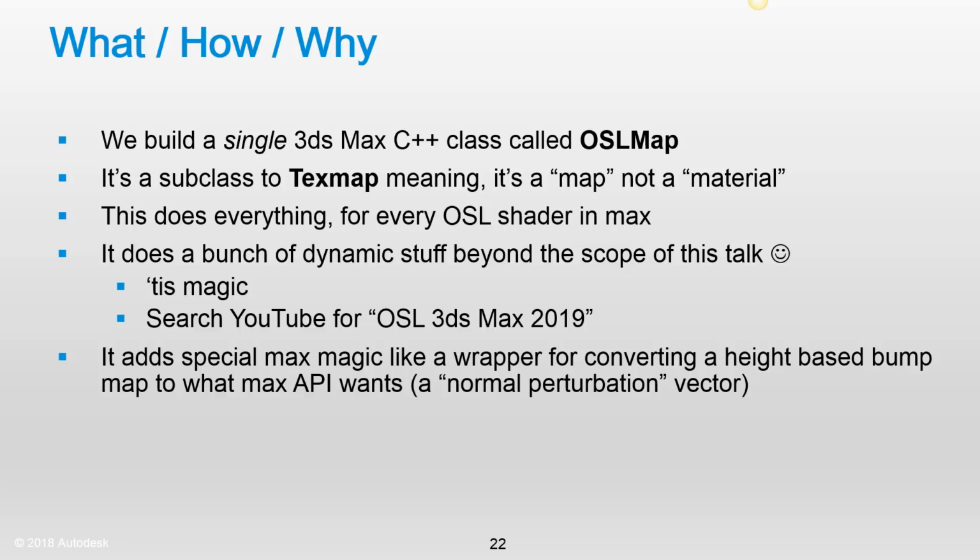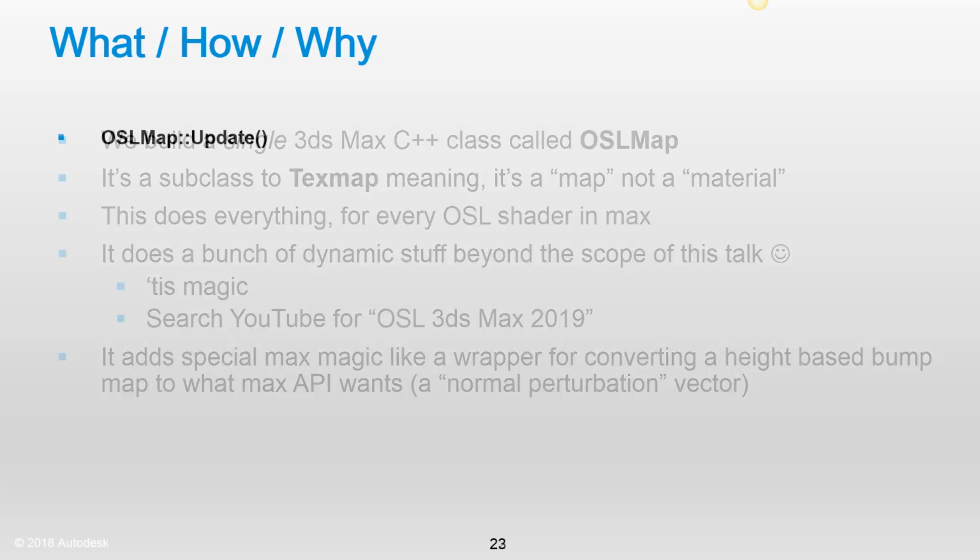There's also a bunch of magic handling all the dynamic stuff that I'm going to completely skip here, which really has nothing to do with OSL itself, but just parameter blocks and loading and saving and all this kind of stuff. There's also a wrapper being added to handle bumps, because the Max API tosses around bumps as a normal perturbation, a change in the normal. And to make that happen with OSL, there's actually a wrapper shader wrapped around the root of the shade tree that computes this normal perturbation for you.